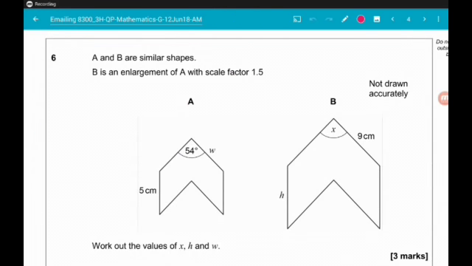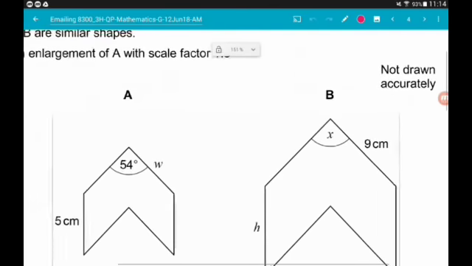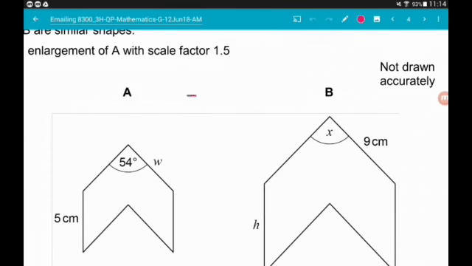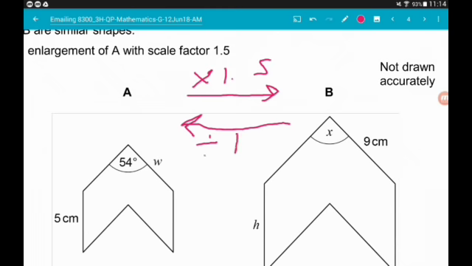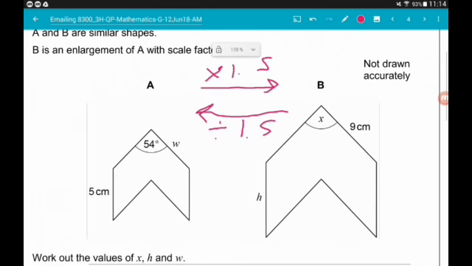6. A and B are similar shapes. B is an enlargement of A with a scale factor of 1.5. So when shapes are similar, the angles inside stay the same, but the lengths are multiplied by a scale factor. So, to get from A to B, we multiply the lengths by 1.5. To get back from B to A, we divide the lengths by 1.5.